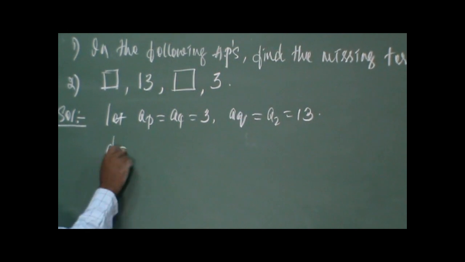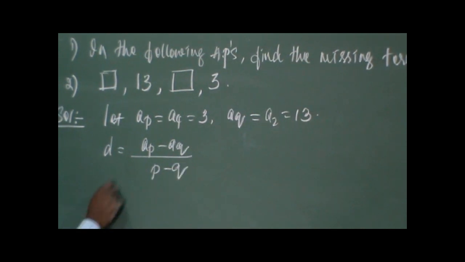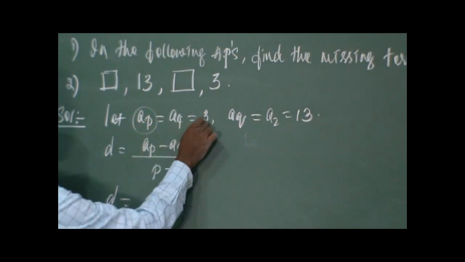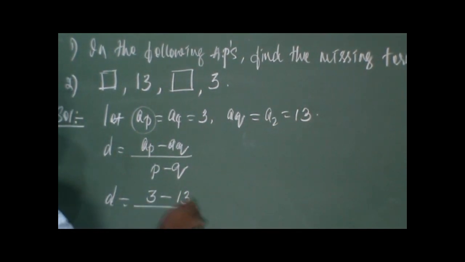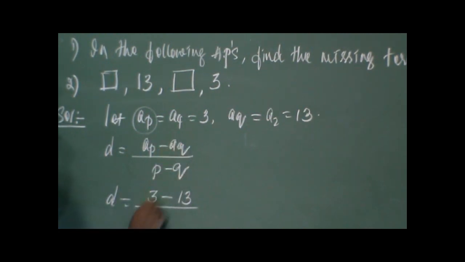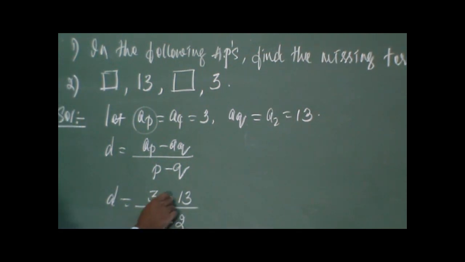So write the value of D. D is equal to AP minus AQ by P minus Q. AP stands for the value 3, AQ, the entire value, stands for 13, by P minus Q. P stands for 4, Q stands for 2. So D is equal to 3 minus 13, which is minus 10, by 4 minus 2, which is 2. So 2 ones are 2. Don't make silly mistakes. 2 fives are 10. So D is equal to minus 5. So D is negative, as I told you.